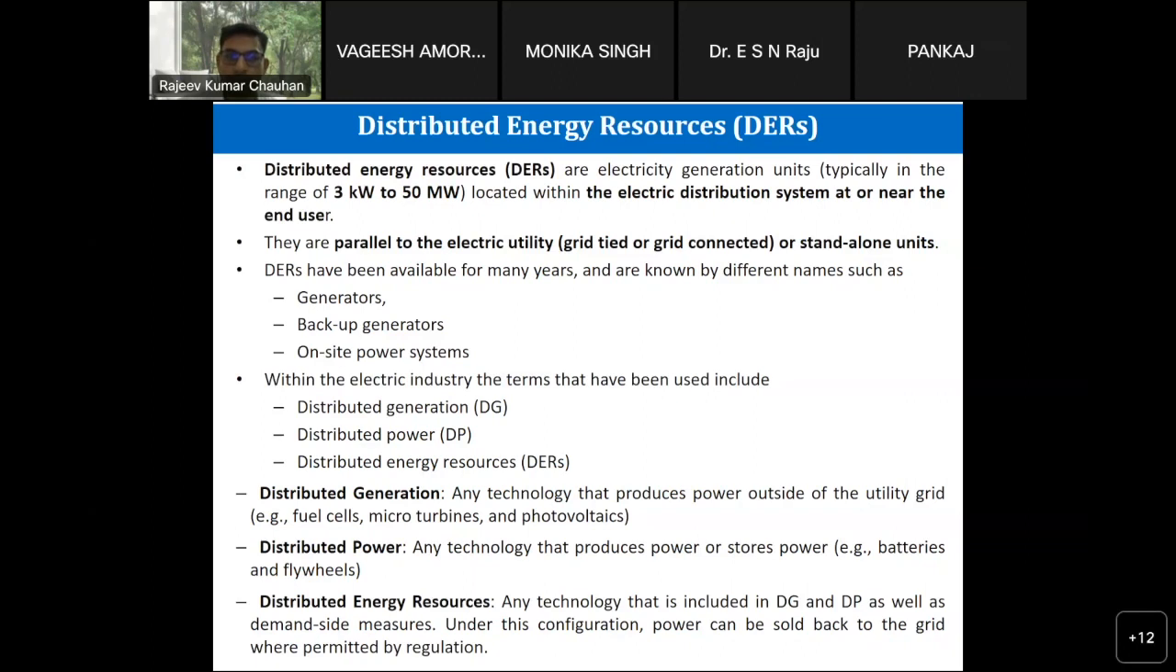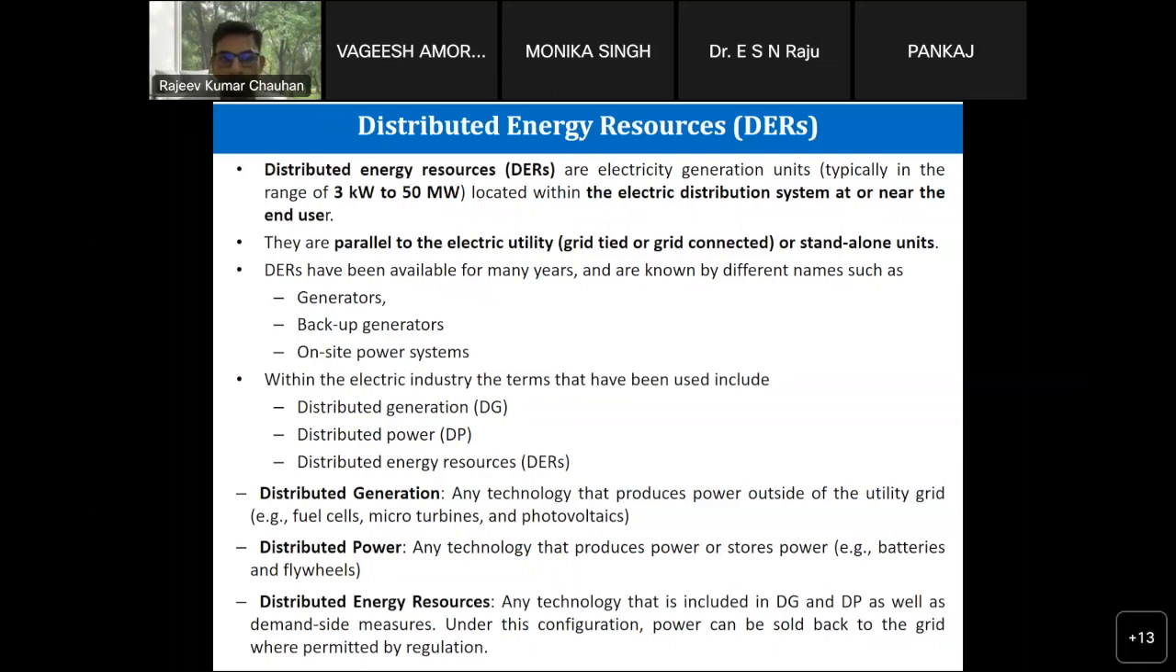Distributed generation is the technology that produces power outside the utility grid, like smaller power generation such as photovoltaics, microturbines, and fuel cells. So it is mainly power generation. When we see distributed power, this is any technology that produces power as well as stores the power. So now we are combining distributed generation and distributed power, and also combining the demand response loads.